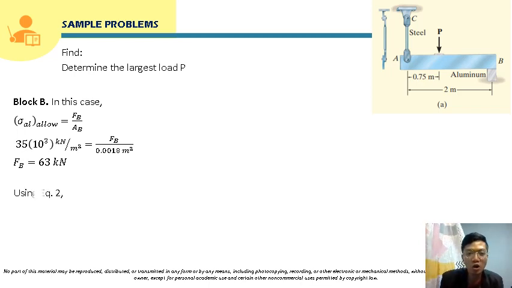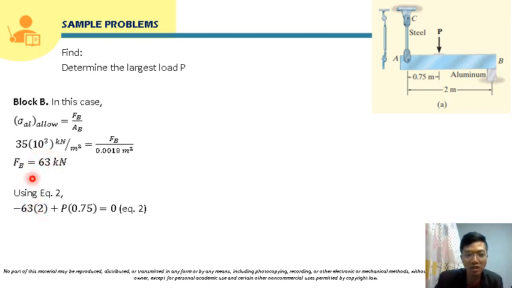Okay, now we are going to use equation 2. So in equation 2, that is negative FB times 2, right? So we will substitute that value here. This will become negative 63 times 2 plus P times 0.75 is equal to 0. So we can now solve for the value of P.